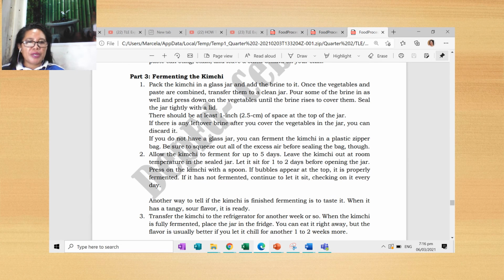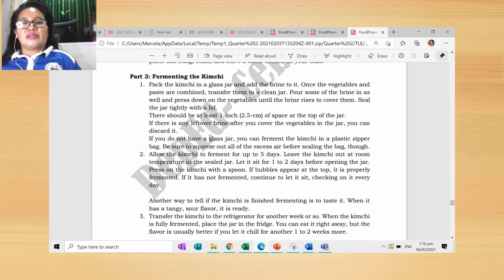Okay, now we are in part 3. Put the kimchi in a glass jar and add brine to it. Once the vegetables and paste are combined, transfer them to a clean jar. Then pour some of the brine in as well and press down on the vegetables until the brine rises to cover them.